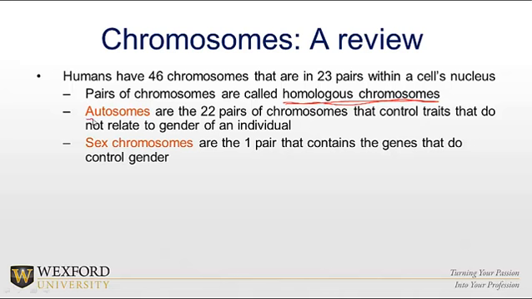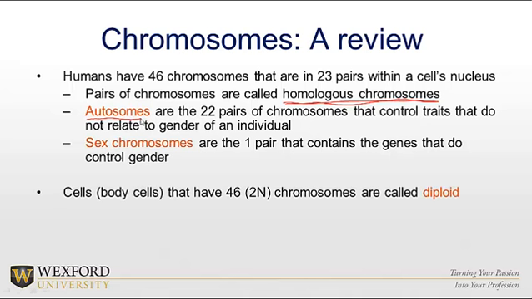Autosomes, and this is important, are the 22 chromosomes that control traits that have nothing to do with gender, nothing to do with sexuality of the individual. And specifically, obviously, we have one pair of sex chromosomes that actually do control the gender, whether, once again, those are X and Y.